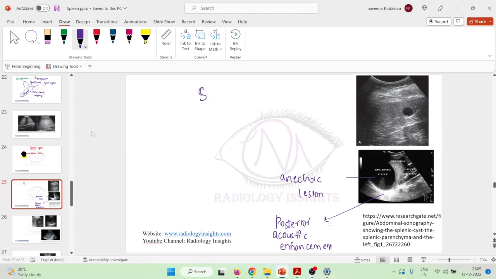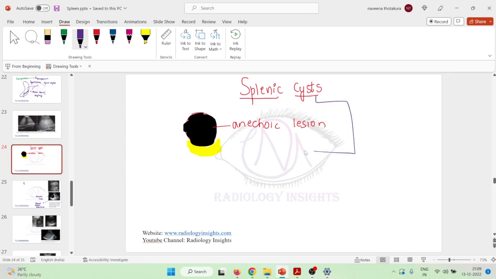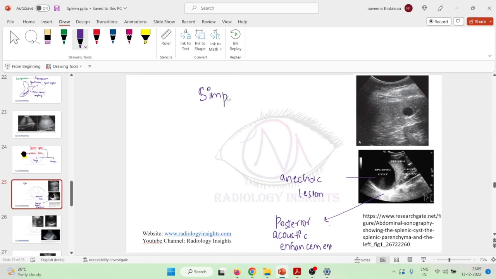Splenic cysts are of two types. We have simple splenic cysts and complex splenic cysts. First, simple splenic cysts are either round to ovoid in shape, either round like this or ovoid like this. They are lined by a thin and well-defined wall. You can see the well-defined wall in this cyst. So these are simple splenic cysts.